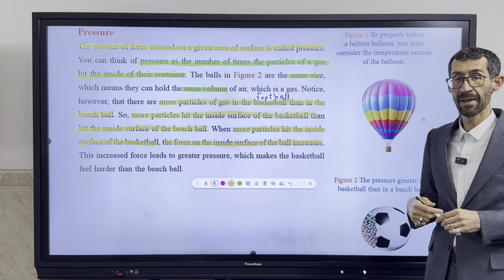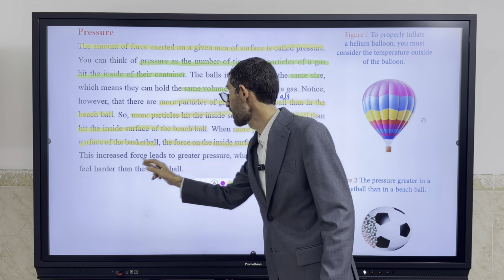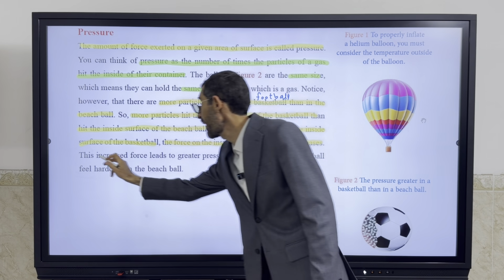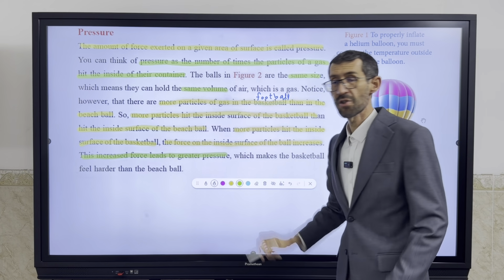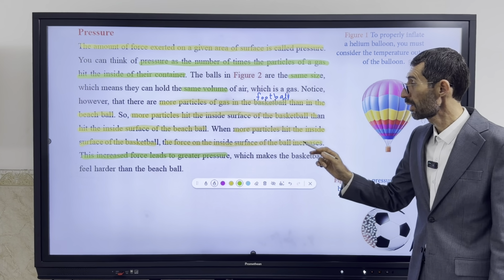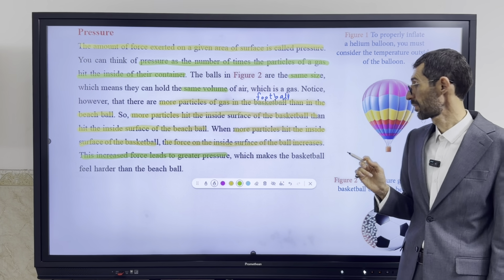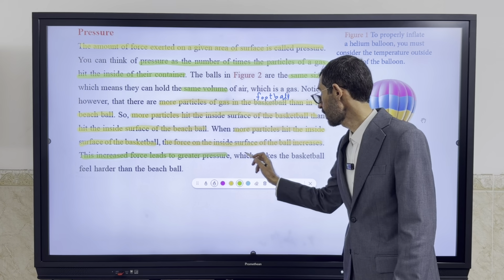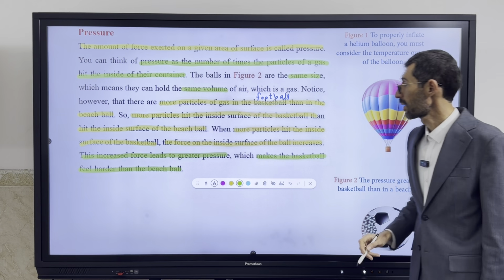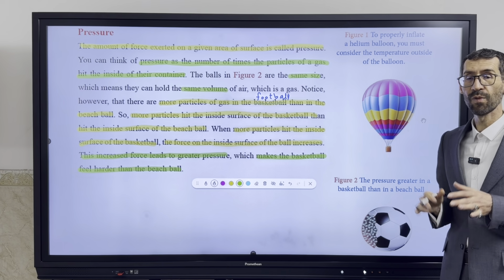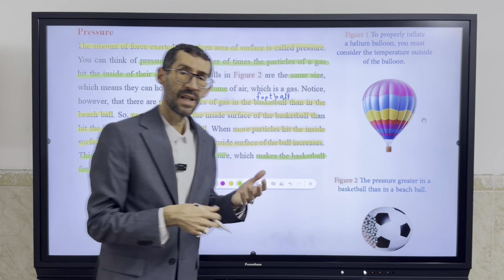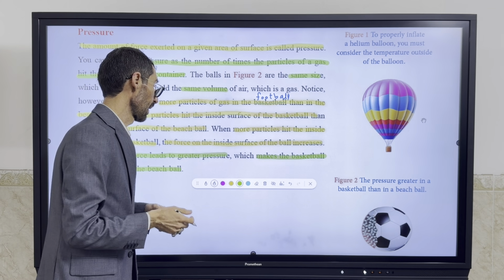So this increased force leads to greater pressure. So eventually, increased force gives rise to the higher pressure, greater pressure, which makes the basketball feel harder than the beach ball, right? So this is about the text. Let's move on to the figure, and I want to explain it on the figure, and after that we will finish the lesson.